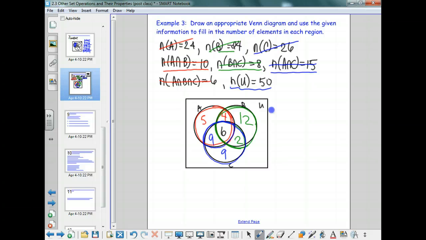Everything in the whole picture must be 50. So can somebody grab a calculator and add up everything in the picture? Did you already add them up for me? Thank you, Beth. 47. That tells me that everything in all my circles is supposed to be 47, which means how many are missing? 3. So I've got 3 on the outside. Okay, does it make sense? We're kind of working inside out, kind of like you worked with parentheses.